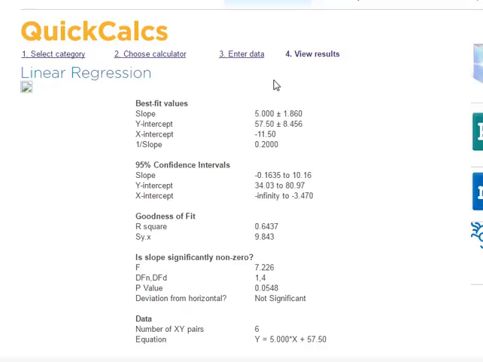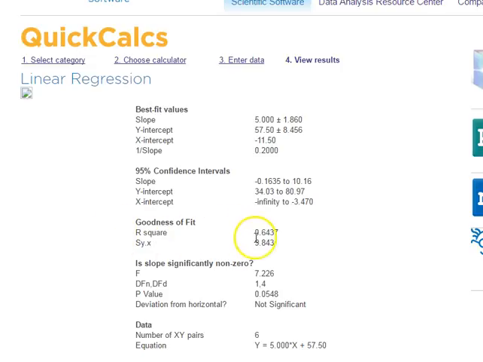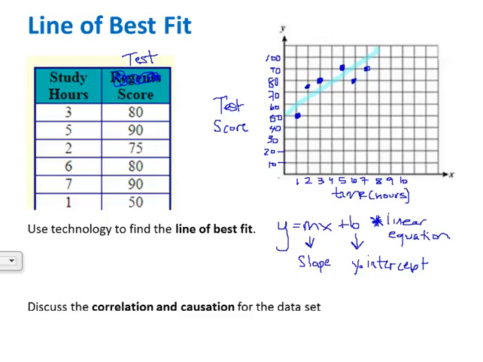And the other thing we want to copy down is that r squared equals 0.64. So copy down your slope, your y-intercept, and then the r squared. We're going to use those values to write the equation of the line of best fit. So we're going to go back to this screen now, and let's copy down the information.